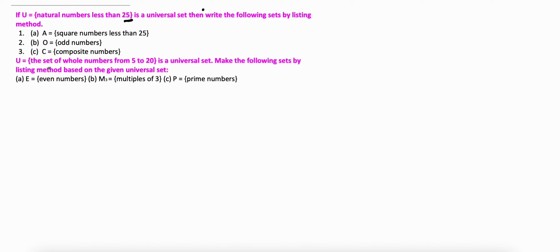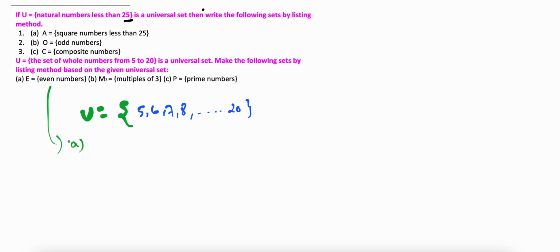Now U equals the set of all numbers from 5 to 20. From 5 to 20, yes. U equals, this is very bad writing, U equals 5 to 20: 5, 6, 7, 8, up to 20. This is then for the A question.